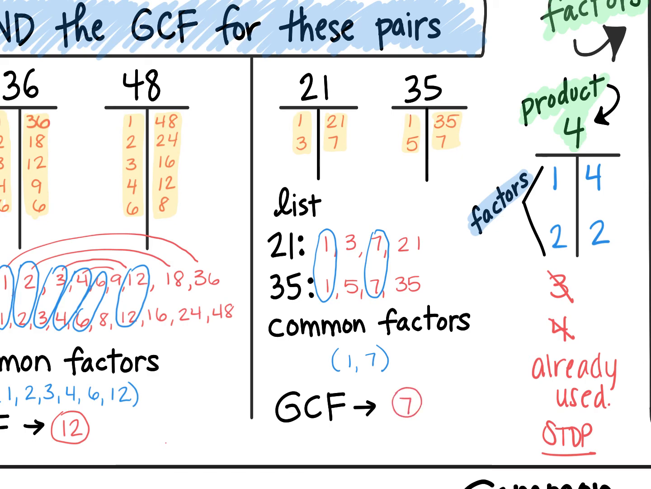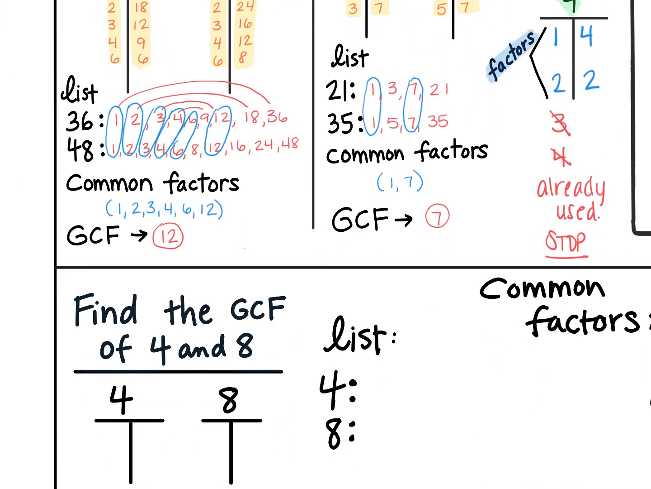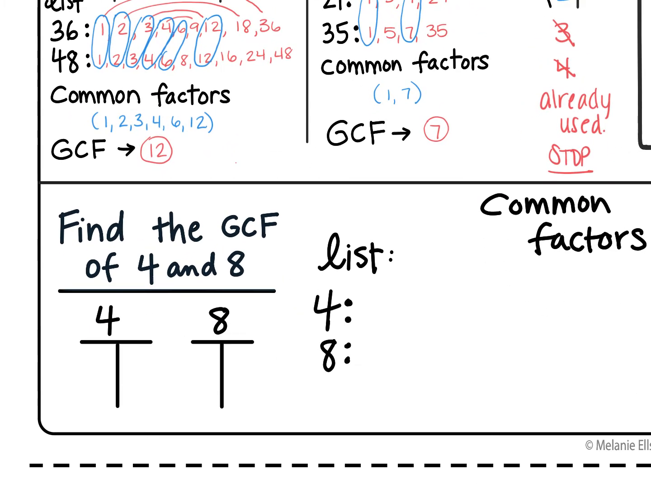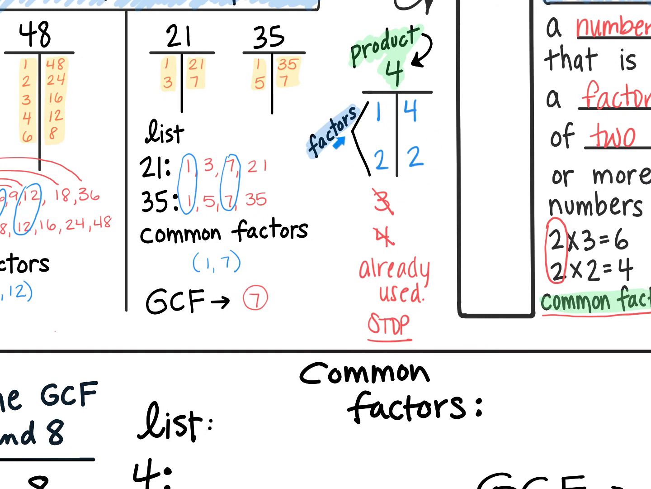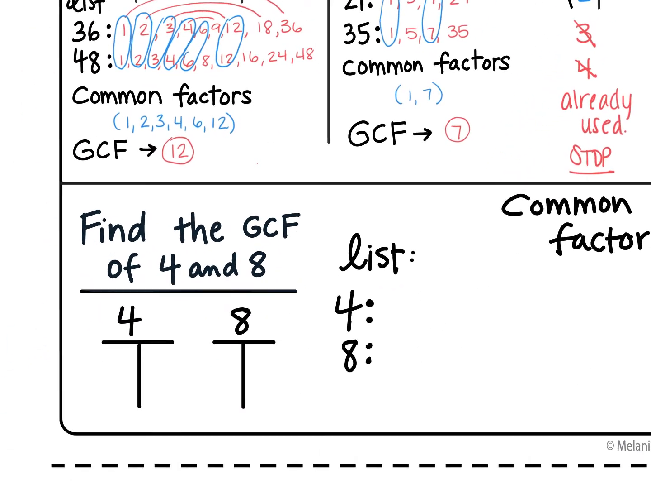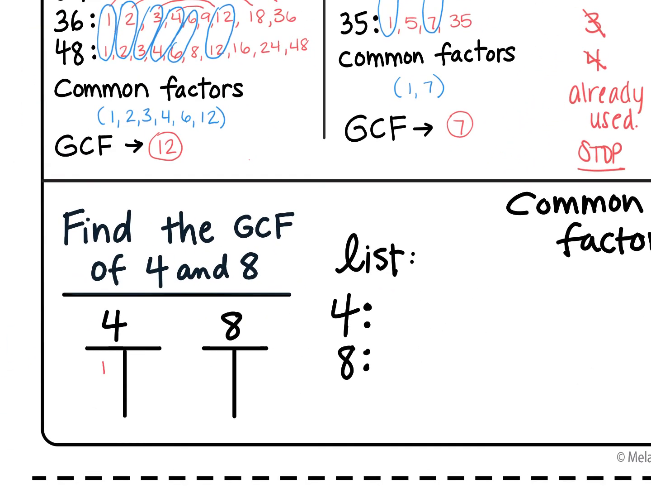Another example at the bottom, so let's go ahead and move to the bottom. It wants us to find the GCF of 4 and 8. We've already done 4. If you recall up here, we did 4. We know that the factors for 4 are 1 and 4, and 2 and 2. We checked the other ones, and then essentially we stopped like we did before. So I know it is 1 and 4 as well as 2 and 2.